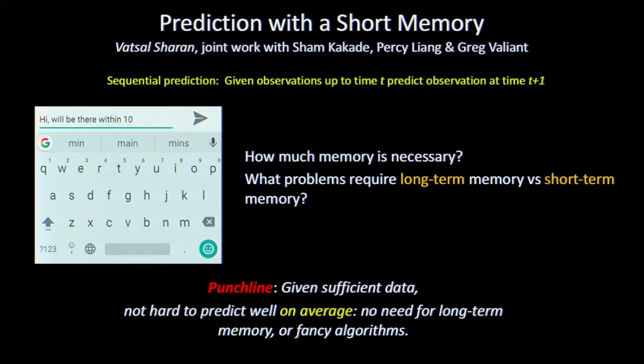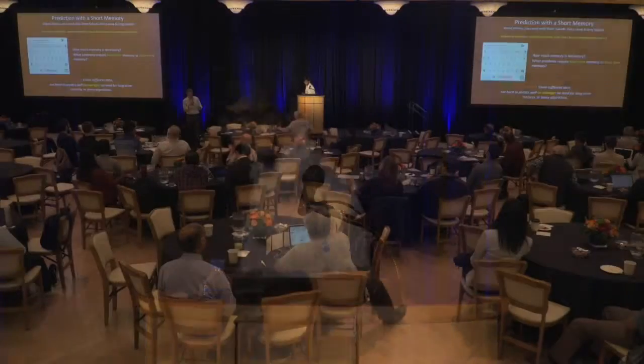In this particular work, we are interested in understanding how much memory you need, as in how much you need to remember about the past in order to make a good prediction about the future. And also, what are the sequential prediction problems where you require long-term memory about distant observations in order to make a good prediction, versus problems where you only need to remember the most recent observations. You can come by my poster to learn more about these results. Thank you.